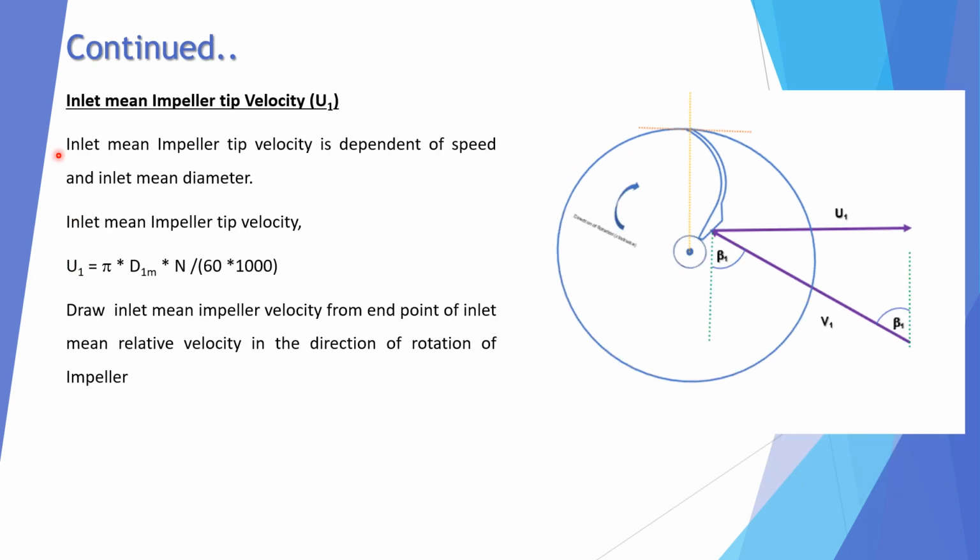Inlet mean impeller tip velocity u1: inlet mean tip velocity is dependent on speed and inlet mean diameter, which has the relation u1 is equal to pi d1m into n upon 60 into 1000. So draw inlet mean impeller velocity from the end point of inlet mean relative velocity in the direction of rotation of impeller, that is u1 is drawn from this point to this.